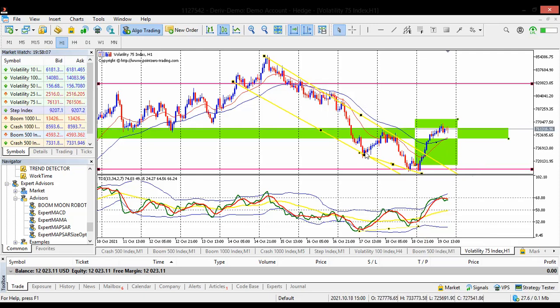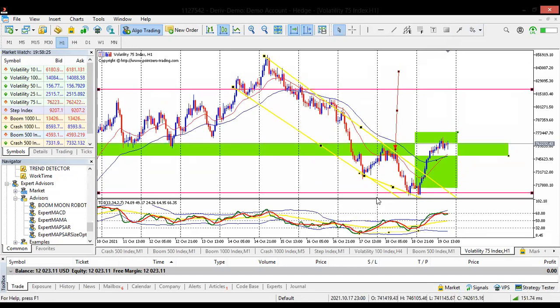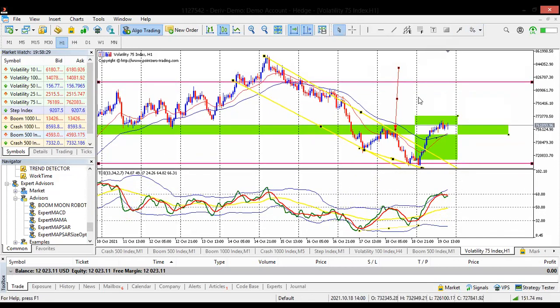For instance, let's look at this. Look at it here. If I want to sell here, let me use this arrow. If I want to sell here, where is my TDI? Look at my TDI. Can you see my TDI?